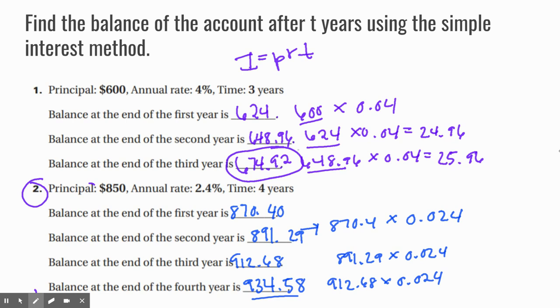Okay, if you're using the simple interest formula, the first year you just multiply by that interest, add it. But then every year after that, the principal is going to change because you're earning interest off of the balance and not just the principal. So from year to year, these numbers should go up because you're earning interest off of your interest.